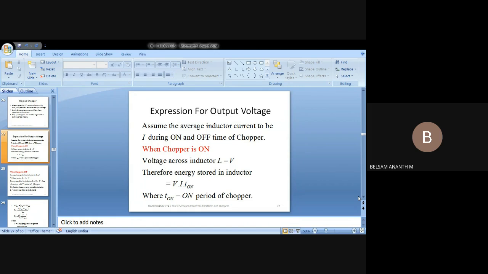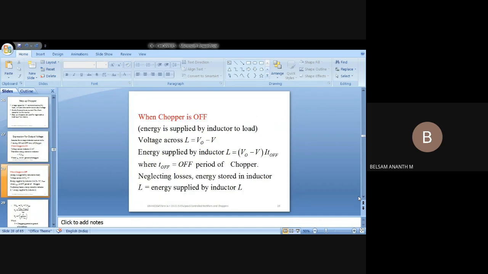Therefore, the energy stored in the inductance is V into I into T on, or otherwise we can write it as 1 by 2 L I square, where L is the inductance and I is the current. Please remember. When the chopper is in the off condition, energy is supplied by the inductor to the load. Thereby the voltage across the load equals the output voltage minus the input voltage. Therefore, the energy supplied by the inductor equals that voltage into the current into T off, the time period. T off is nothing but the off period of the chopper.